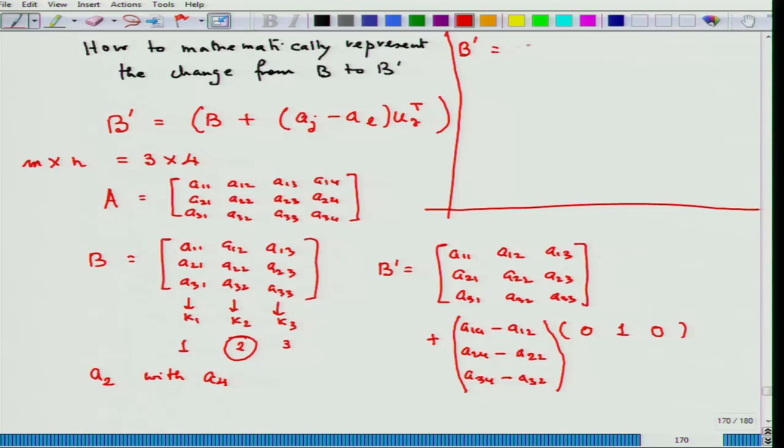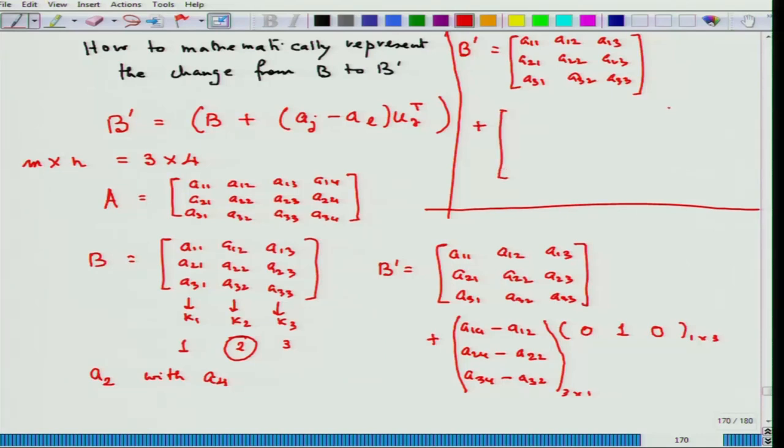So, it will be B dash is B, which is A11, A12, A13, A21, A22, A23, A31, A32, A33. So, you see, this is a rank 1 updating formula, if you remember, this is a rank 1 update. Now, if I do this matrix multiplication, I will have a matrix, where this is 3 cross 1 and this is 1 cross 3. So, you will have a 3 cross 3 matrix, which is what we require.